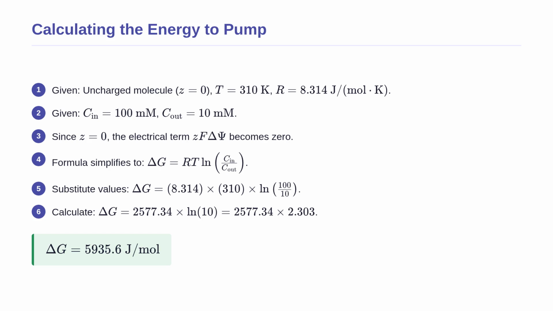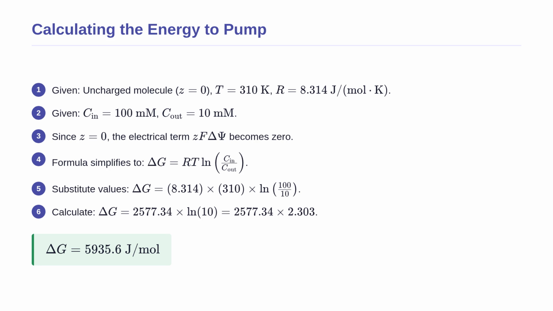Let us put this formula to work with a concrete example. We want to calculate the energy required to pump an uncharged molecule into a cell at human body temperature, which is 310 Kelvin. The inside concentration is 100 millimolar, and the outside is 10 millimolar. Because the molecule is uncharged, the charge variable Z is 0, meaning we can completely ignore the electrical part of the equation. We substitute our gas constant, temperature, and the concentration ratio into the simplified chemical gradient formula.